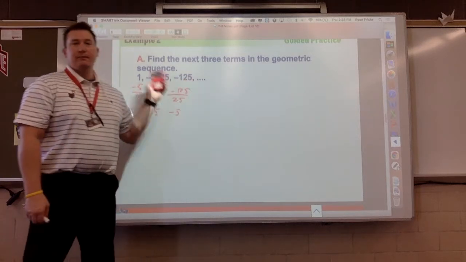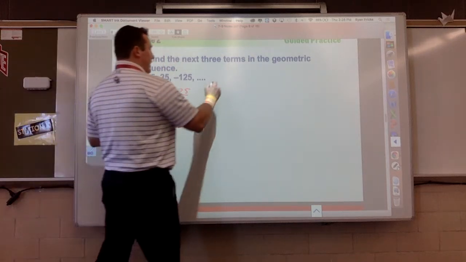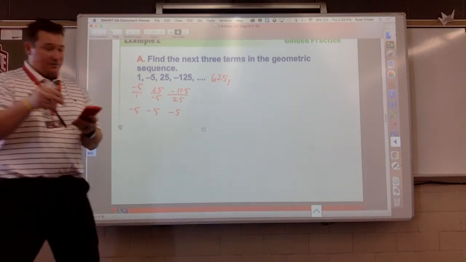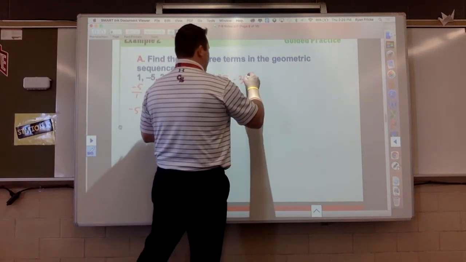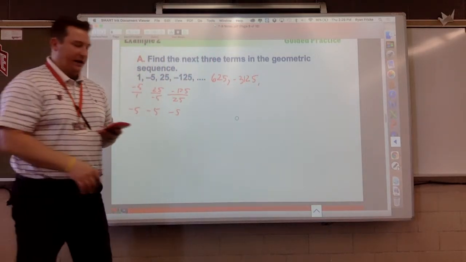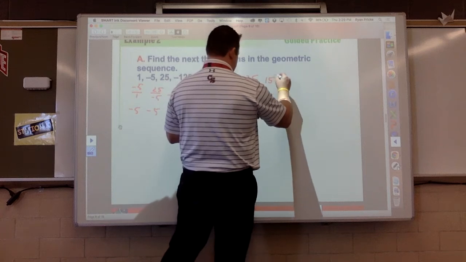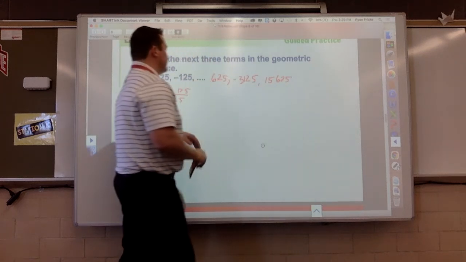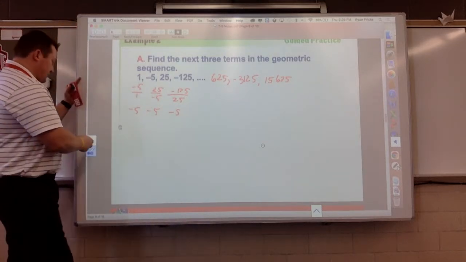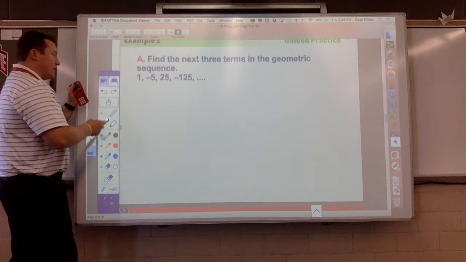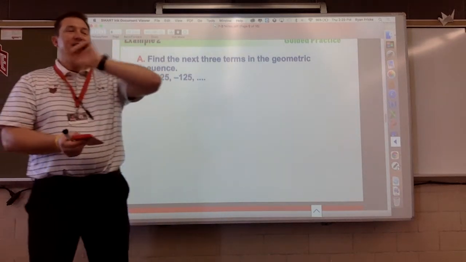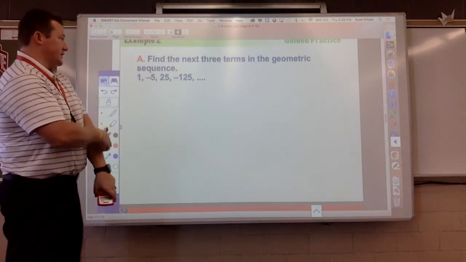We're going to take this one, multiply it by negative 5. That's going to give me positive 625. Multiply that one by negative 5. We're going to get a bigger number here. Negative 3,125. Okay? And to get our last number, again, multiply by negative 5. And this should be 15,625. Bam, bam, bam. Okay? So there you go. So there should be some good practice for us on identifying geometric sequences, finding the common ratio, and then going ahead and finding the next three terms.